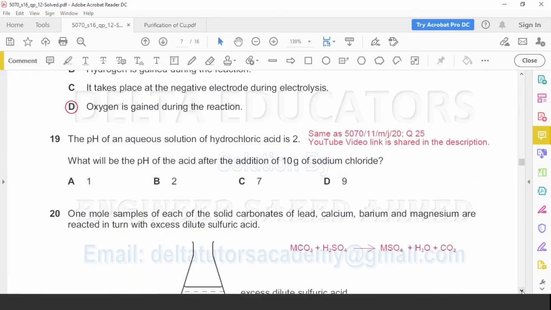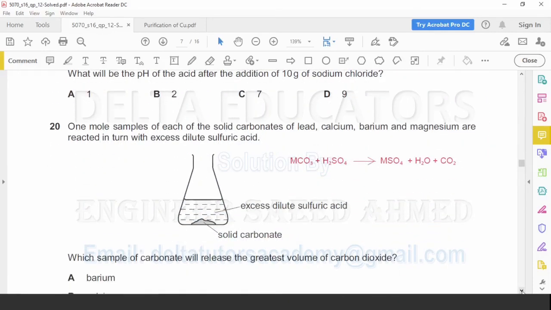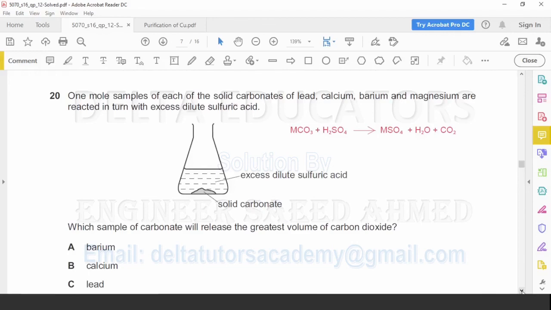Question number 19 is same as in paper 1 variant 1. Question number 20. 1 mole of samples of each of solid carbonates of lead, calcium, barium and magnesium are reacted in turn with excess dilute sulfuric acid. Which sample of carbonate will release the greatest volume of carbon dioxide? Here it is given lead, calcium, barium, magnesium.